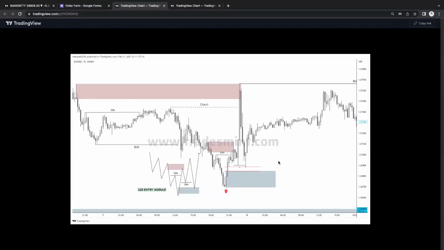Check another one. This demand converts into supply, supply converts into demand, takes out the liquidity, and buy. Perfect. Simple. When demand converts into supply, supply converts into demand, that's it. Perfect, a 2D entry model. Correct.